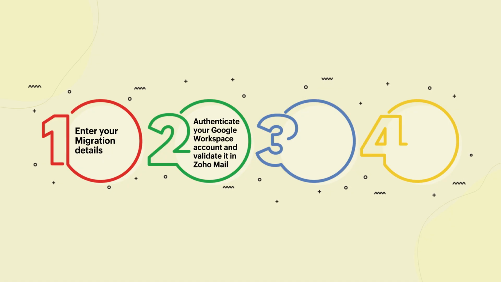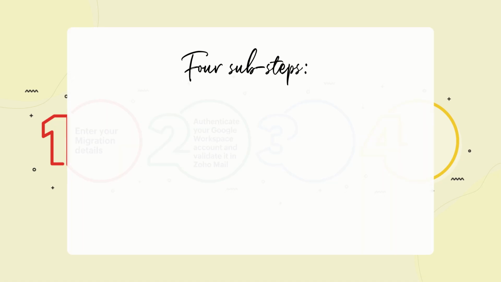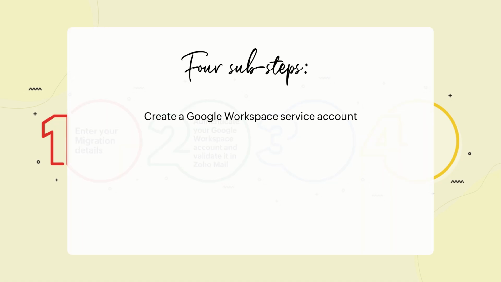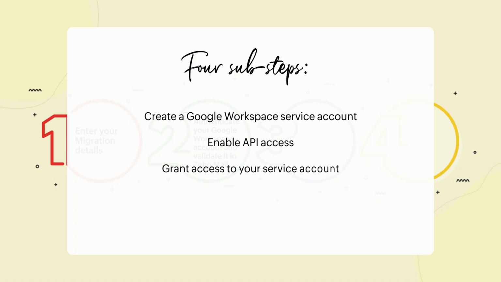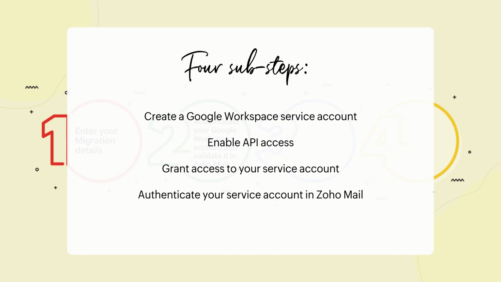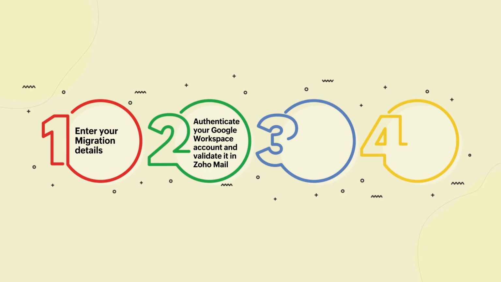Step 2. Authenticate your Google Workspace account and validate it in Zoho Mail. You can do this part in 4 sub-steps. Create a Google Workspace service account for this migration. Enable API access for that account. Grant access to your service account. And finally, authenticate your service account in Zoho Mail.